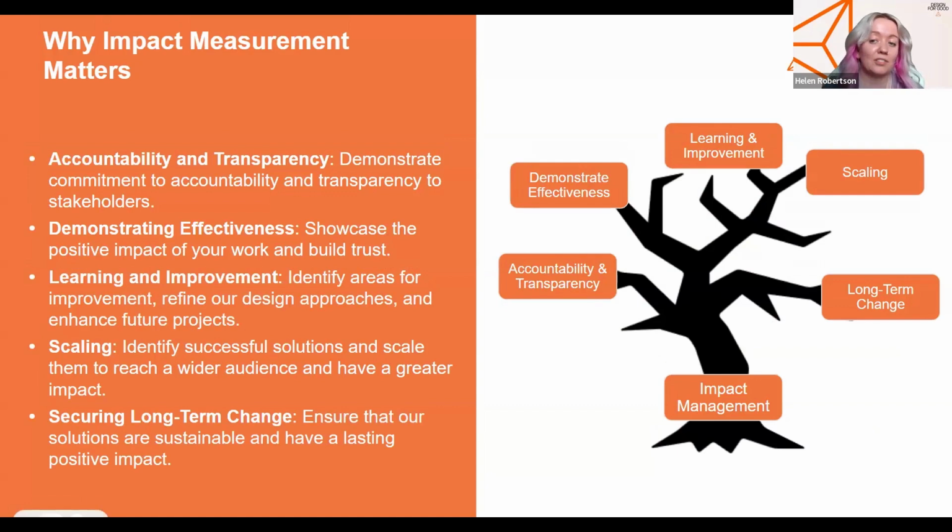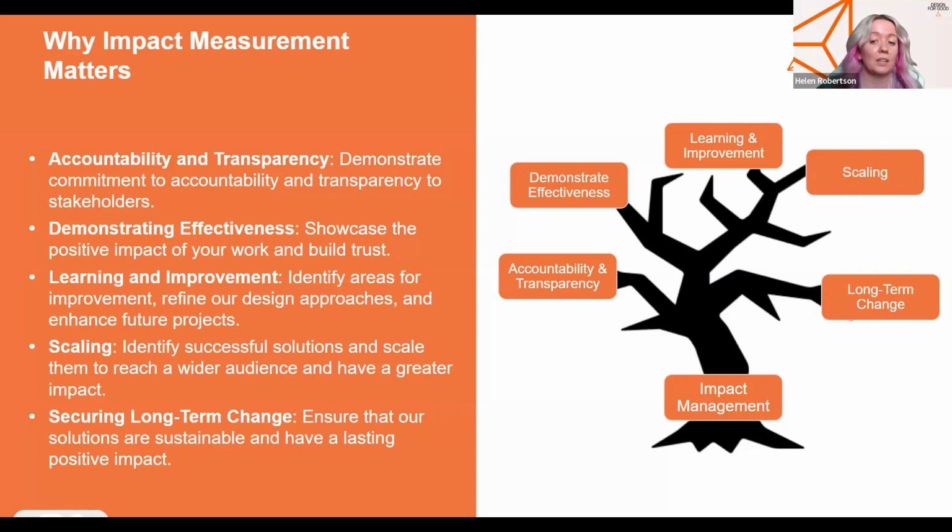Measuring impact allows us to demonstrate our commitment to accountability and transparency, showing stakeholders we're serious about delivering on our promises. By showcasing the positive impact of our work, we build trust and credibility. It's about proving that what we're doing is making a real difference. Impact measurement helps us identify what's working and what's not. This allows us to refine our design approaches, learn from our experience, and enhance future projects.